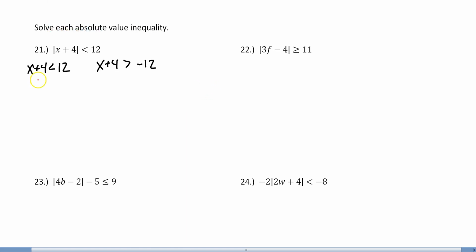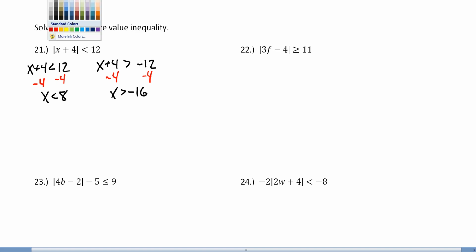Now I can solve each of these. So I'm going to subtract the 4 from each side. Over here, I also subtract the 4 from each side. And now from here, I have to decide what kind of inequality this is. Is this an and inequality, or is it an or inequality?